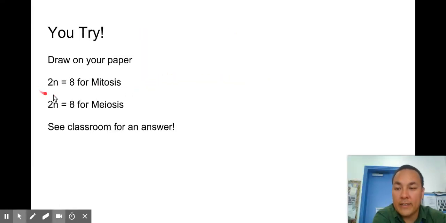Okay, you should try this now. Go ahead and try it for a bigger number. Try drawing 2n is equal to 8 for mitosis, and then try drawing 2n is equal to 8 for meiosis. As soon as I get time today, I'll put an answer of that up on Classroom. I can't guarantee it'll happen today. It's already almost my afternoon classes.